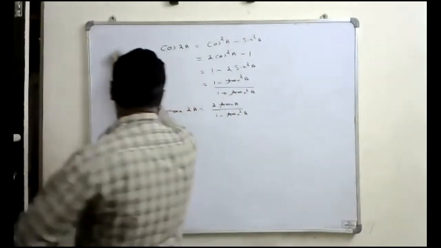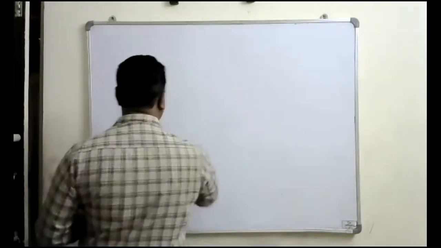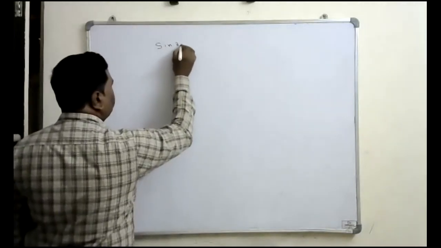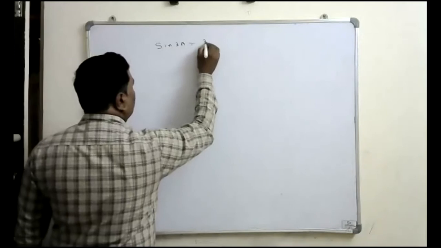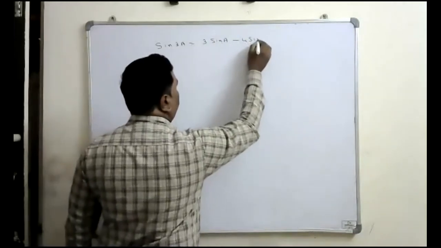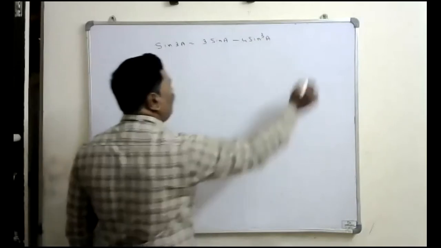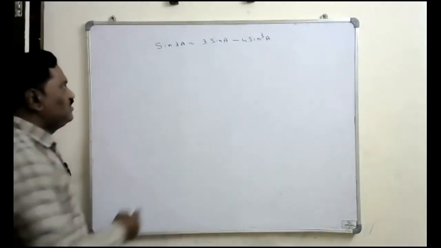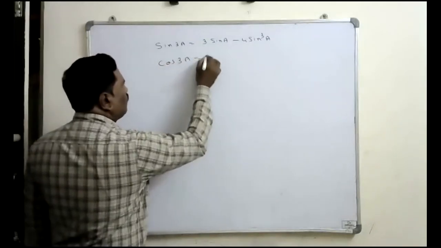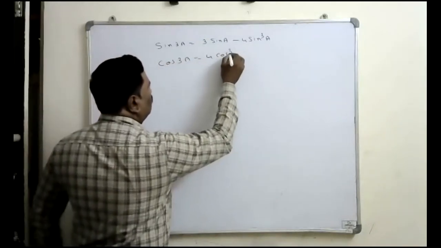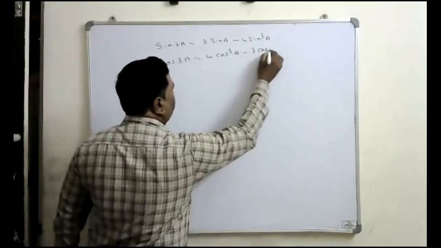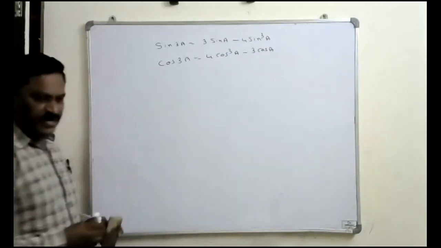Similarly, we will have the formulas for 3A also. What is the formula for sin 3A? 3 sin A minus 4 sin cube A. Then what is the formula for cos 3A? 4 cos cube A minus 3 cos A. This is the formula for cos 3A.